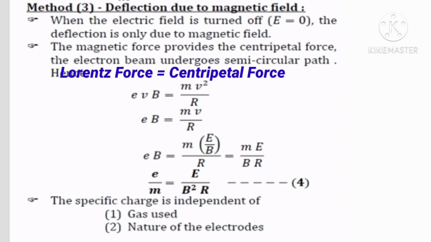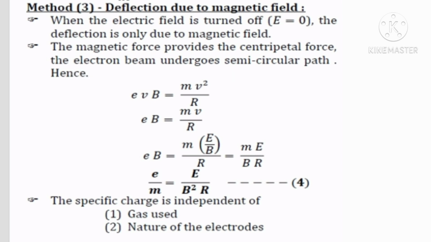Here BeV on the left hand side indicates the magnetic Lorentz force and m v squared by r on the right hand side denotes the centripetal force. After simplifying this equation, we will get eB is equal to m v by r, where eB is equal to m into E by B divided by r. Here v is replaced by E by B, which will become m into capital E divided by B into r, where e by m is equal to capital E divided by capital B squared into r. This is equation number 4.